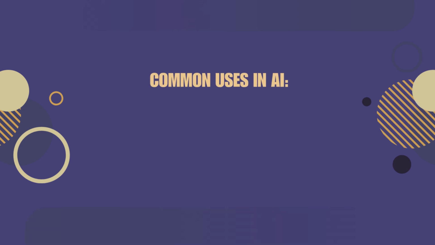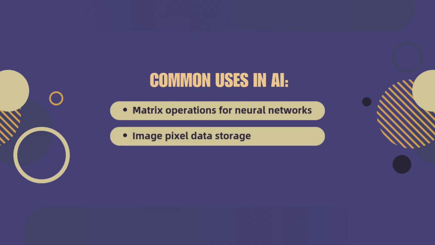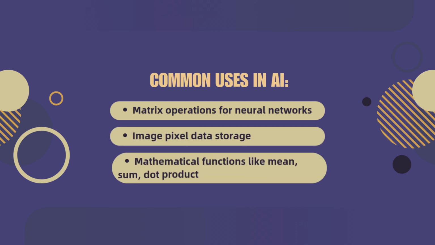Common uses in AI. Matrix operations for neural networks. Image pixel data storage. Mathematical functions like mean, sum, dot product.